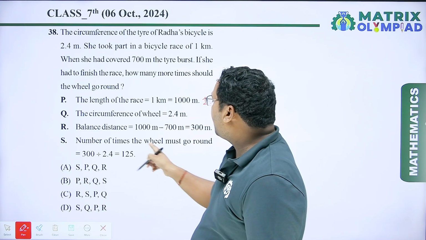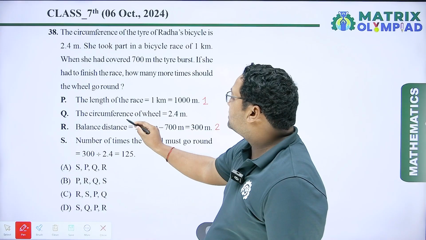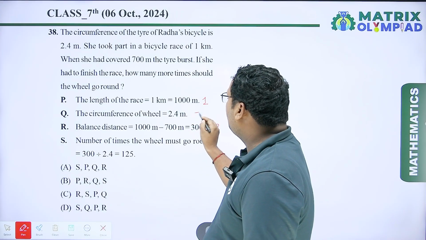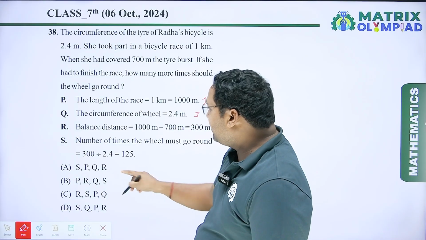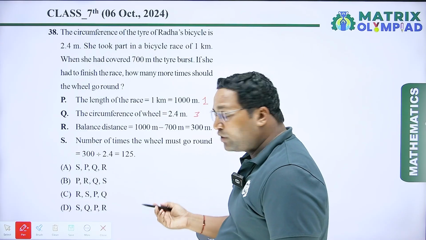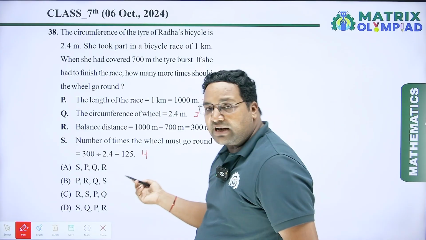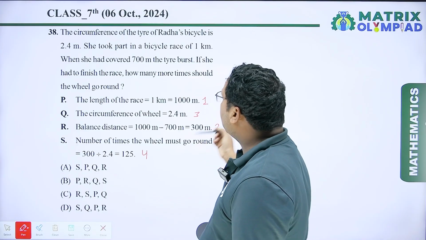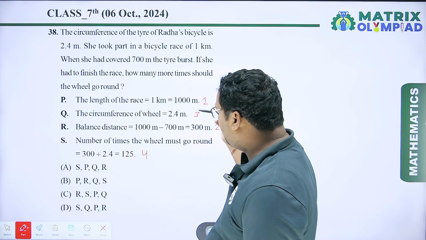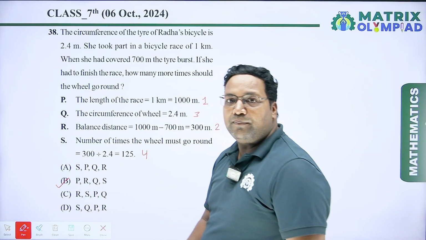Next is the number of times the wheel must go round. So this is the last step. So next is the circumference of the wheel is 2.4 meter. And finally we have to calculate the number of times the wheel must go round, that is equal to 125. So it is our last step. So the correct order is PRQS. So option number B is correct.